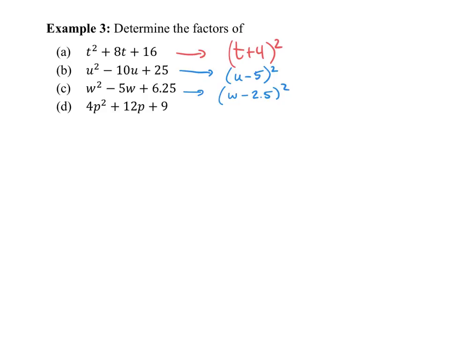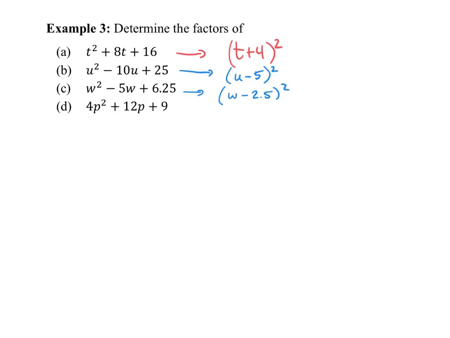If you're not sure of that, write it out: w minus 2.5, w minus 2.5. When you FOIL it out, you'll end up getting w squared minus 2.5w minus 2.5w, which gives you the minus 5w. And then 2.5 times 2.5 will give you 6.25. So find the square root of the c value, and then double it to see if it equals the b value. Then this will always work. But Maura, that's for parts A, B, and C where there's no A value.